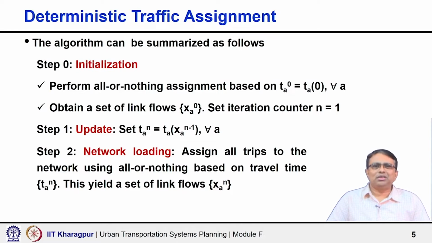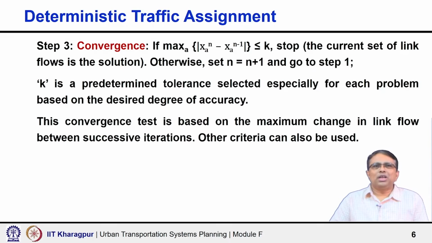Then update the time in step 1 with the new flow. So, the travel time is a function of flow. So, we update the travel time, then assign all trips again following the all or nothing assignment based on this travel time and according to the shortest path. Then, if it is different from the previous path, the previous path is unloaded, and the whole loading is now done on this path. So, like that we can continue, and there are so many different ways of convergence.